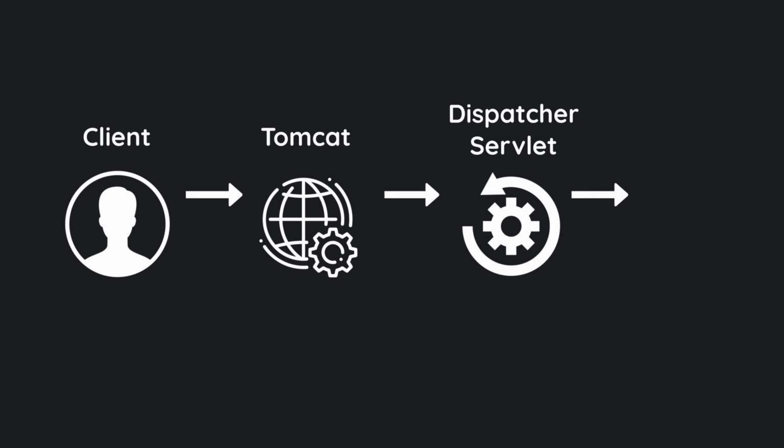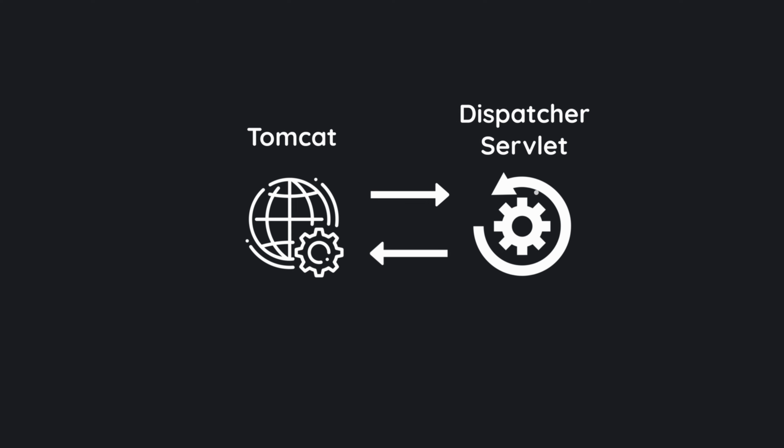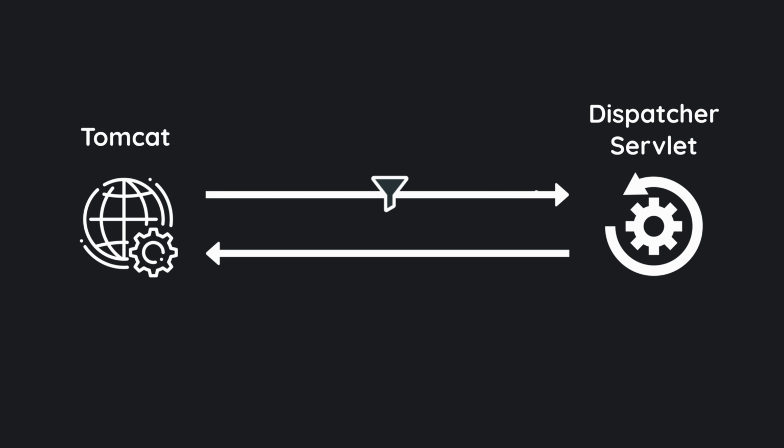Dispatcher Servlet then will send this request to a controller with the help of handler mapping function to execute some sort of a business logic. Once everything is done, controller will send a response to the client. So a filter sits right in between a web container and dispatcher servlet.